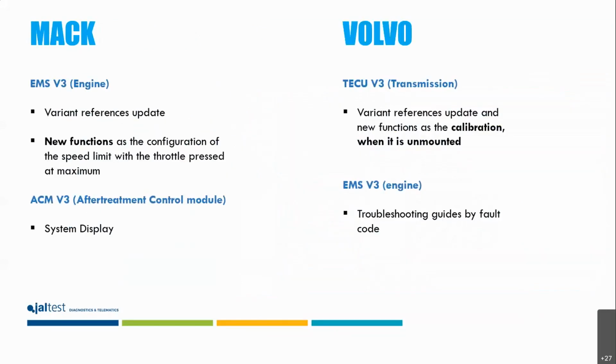Then, regarding MACK and VOLVO, the most relevant improvements will be the addition of troubleshooting guides for the EMS V3 engines, as well as the new bidirectional function that allows the calibration of the transmission when this is unmounted. And this type of calibration, as you can imagine, will save many hours of work to the technicians.